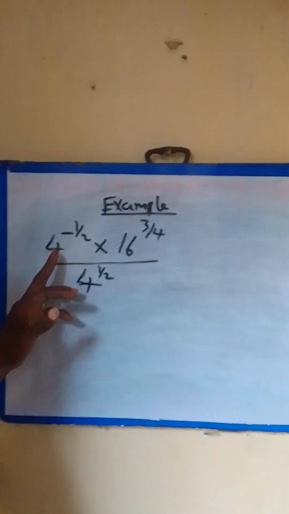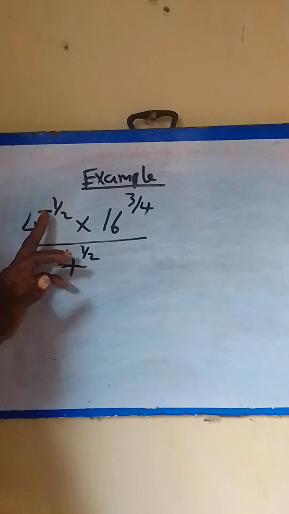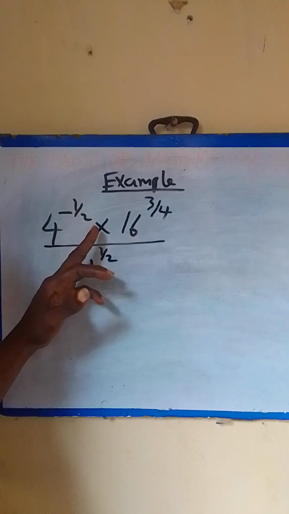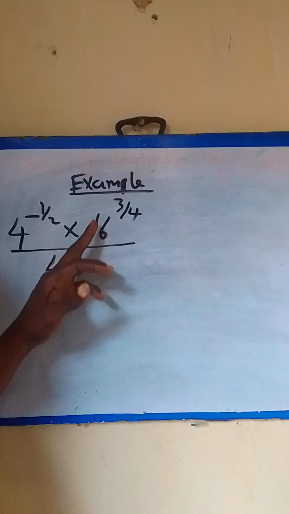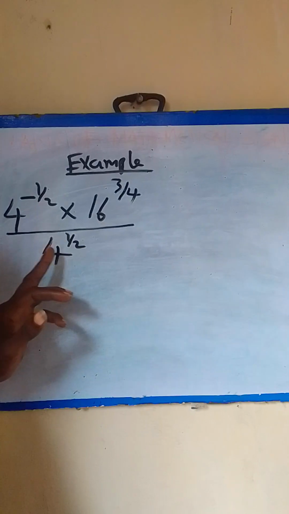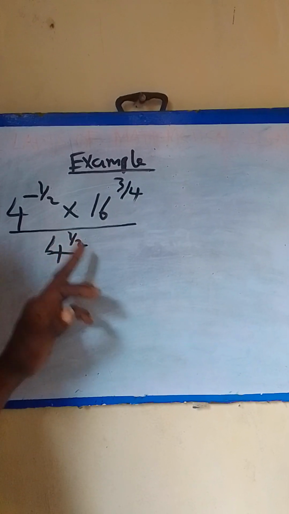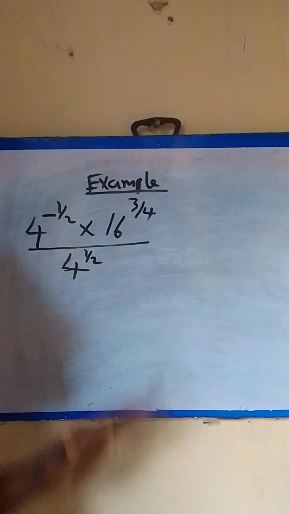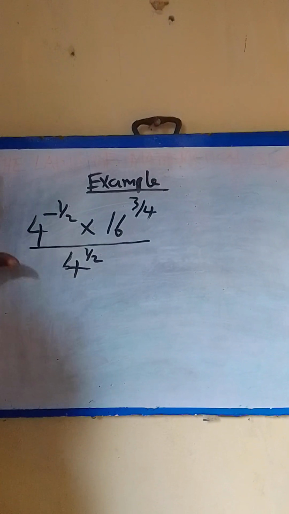Today, we are going to be looking at another example of indices. As you can see, this is an example: 4 raised to power minus 1 all over 2 times 16 raised to power 3 all over 4, divided by 4 raised to power 1 all over 2. This is a problem that involves indices.